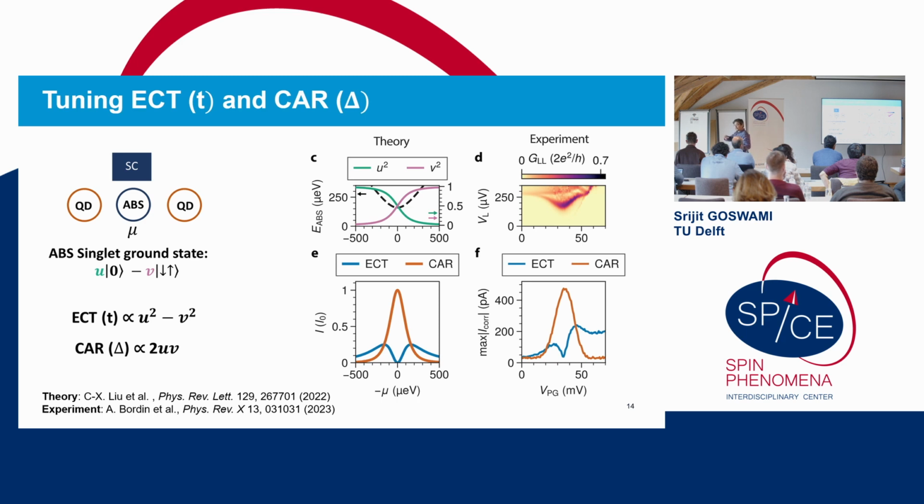So the take-home message is that if you have a gate tunable system where you can tune the Andreev bound state, you can actually get to situations, these points here, for example, where you get T equals delta. Okay, so we have two sites and we have an Andreev bound state. We have a way to potentially tune T and delta.